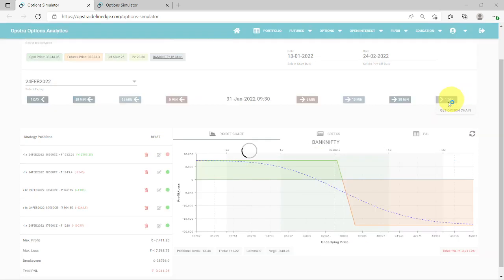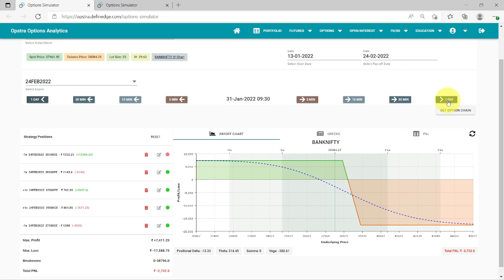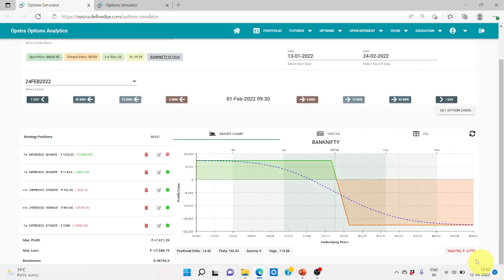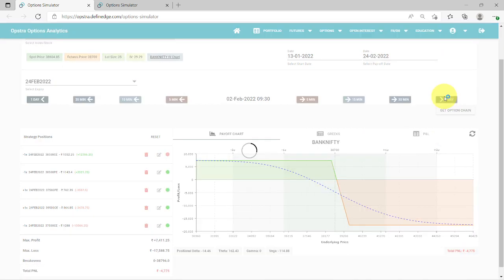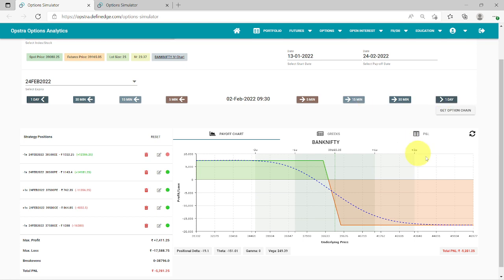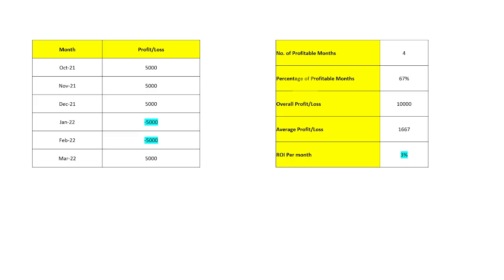Now we are almost breaching our break even. We are getting into a loss of 5,000. Yes, we reached our loss of 5,000. So we'll be booking the loss for the month of February. So that is how it has gone.